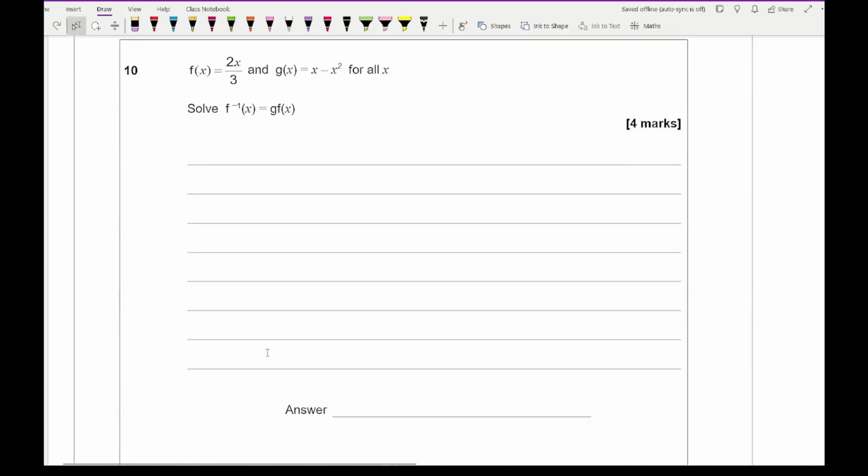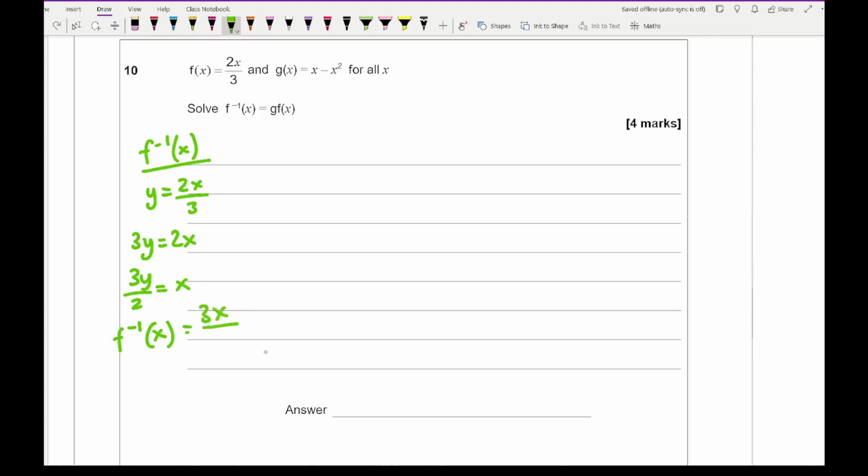Then moving on to our last question, it says f of x equals 2x over 3 and g of x equals x minus x squared for all values of x. Solve f inverse of x equals gf of x. So first of all, let's work out the inverse function of f. So again, make it equal to y. And then again, making x the subject. So 3y equals 2x. So 3y over 2 equals x. So then the inverse function of x is going to be 3x over 2. Let's put a little box around that.